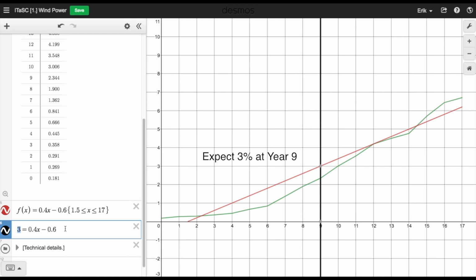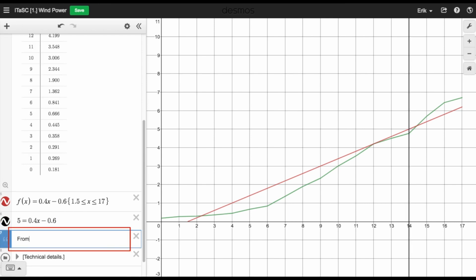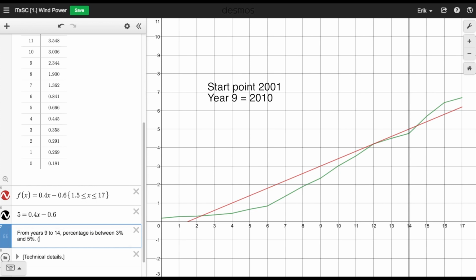And then if I make the change over to a 5% scenario, we see the line moves over to 14. So the answer here then is that between years 9 and 14, so 9 to 14, the percentage is between 3% and 5%. Now, we're measuring years from 2001. So if you think for a moment, year 9 is 9 years after 2001. So we could say 2010 to 2015 in that answer.